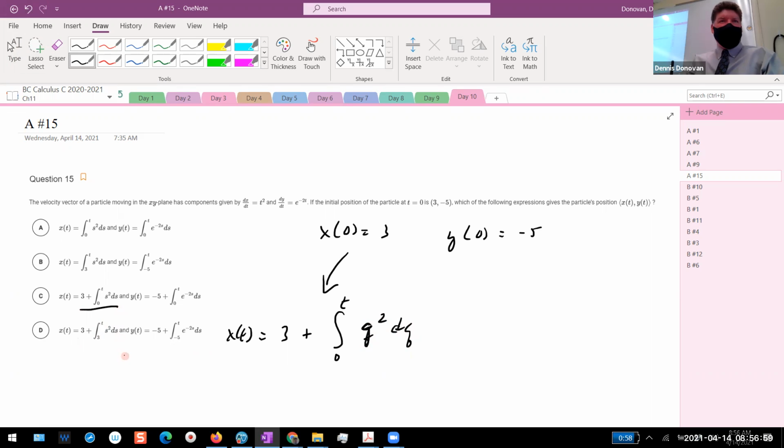So I don't think we have to do the other one, do we? That's from 3 to t, that's wrong. No 3, no 3, answer must be C, right? So we can shortcut this multiple choice question by finding our first answer. Of course, the second answer is -5 plus the integral from 0 to t of e to the -2q dq.